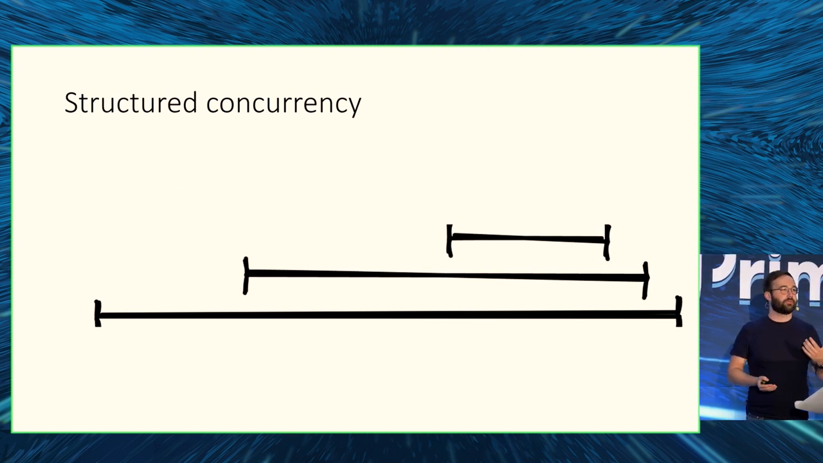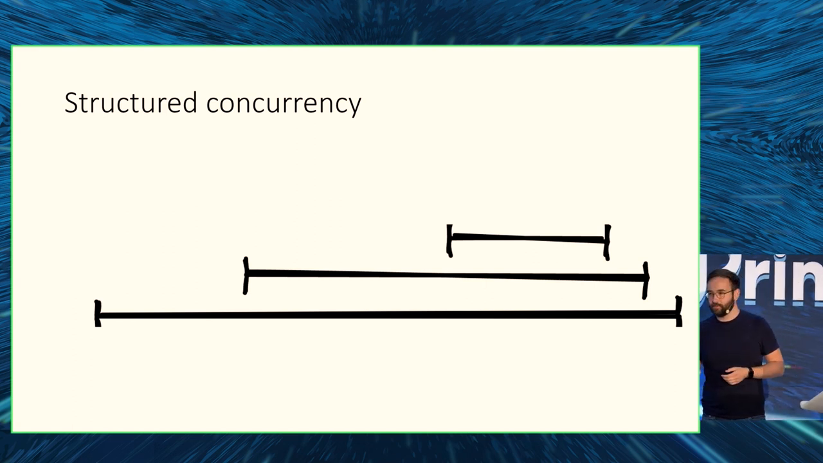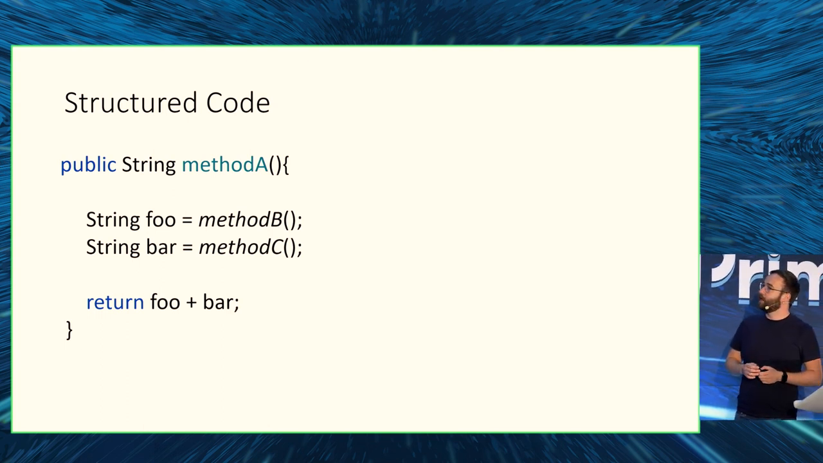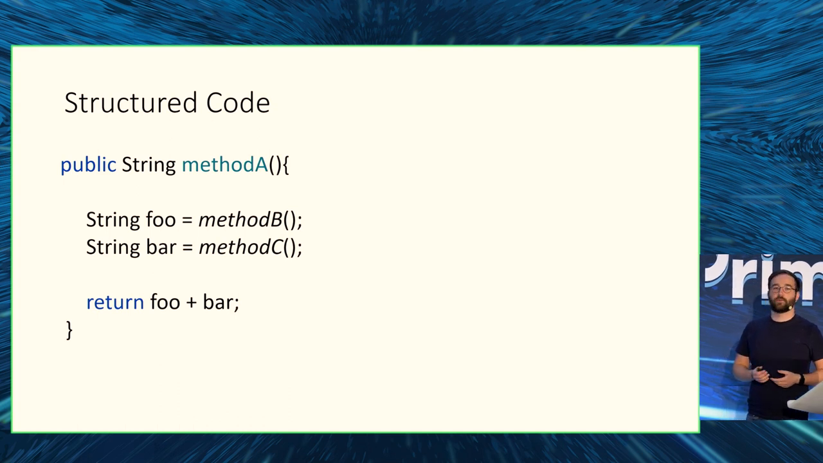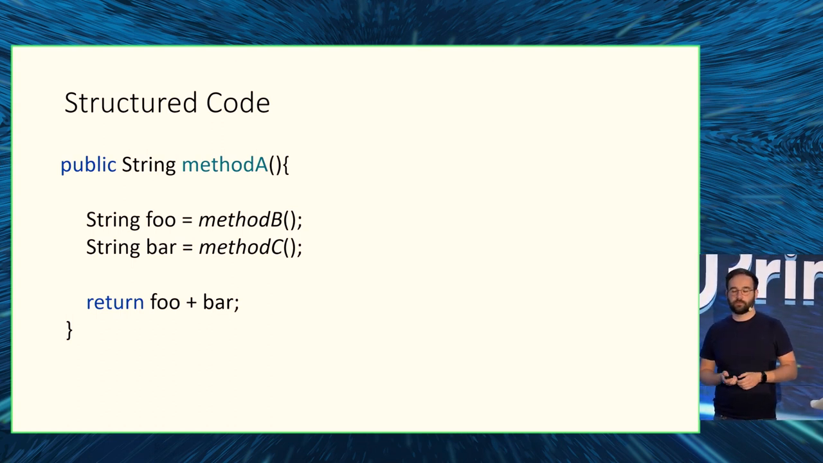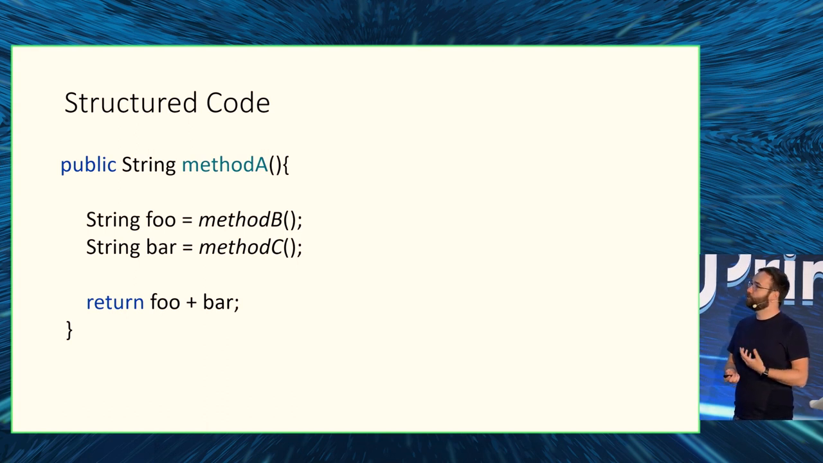And before I dive deep into what structured concurrency really is, I want to start with something that's also structured and we are all familiar with. And that's this very simple Java method. It's called method A. It makes two method calls, one to method B and one to method C, and it returns a result from these two methods. And there is this kind of relationship between the parent method and the two child calls that it makes.